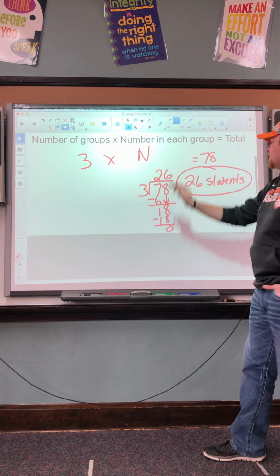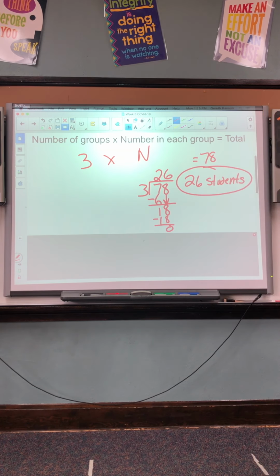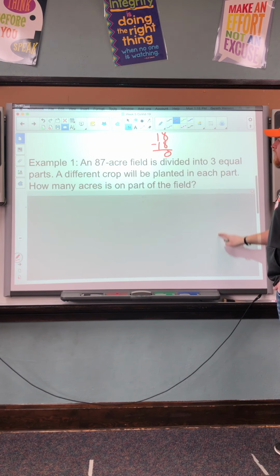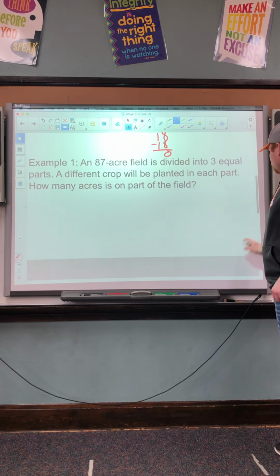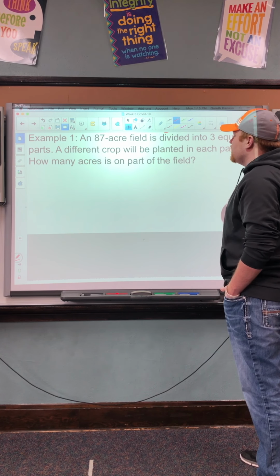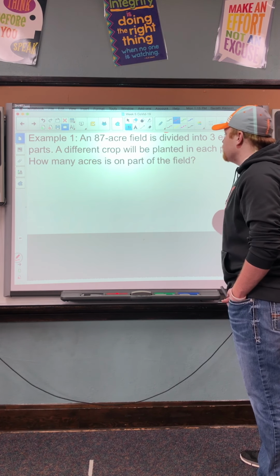That's today's lesson right there. If dividing is easy for you, this lesson's going to be easy. So example 1. An 87-acre field is divided into 3 equal parts. A different crop will be planted in each part. How many acres is one part of the field?